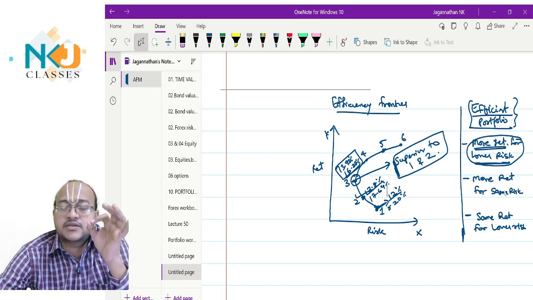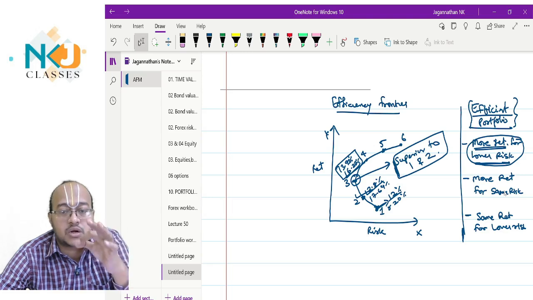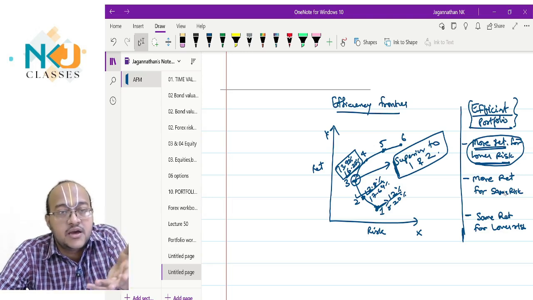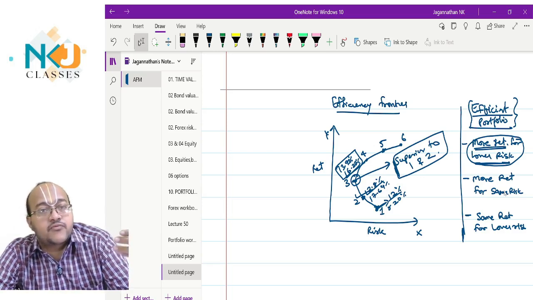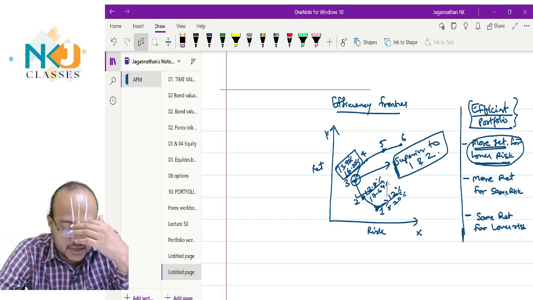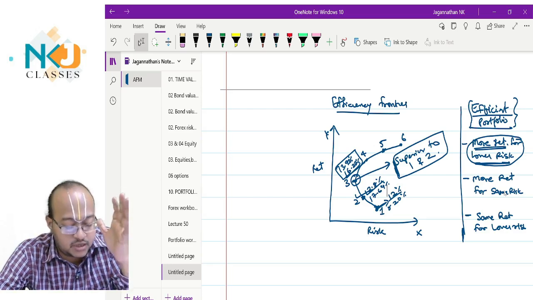Correct? We will reject portfolios 1 and 2. We will not construct portfolio 1 and 2 at all. There is no possibility at all. Why? Because easily we can construct portfolio 3, which is giving a higher return for lower risk. Are you understanding? Which means 1 and 2 are inferior to portfolio number 3.